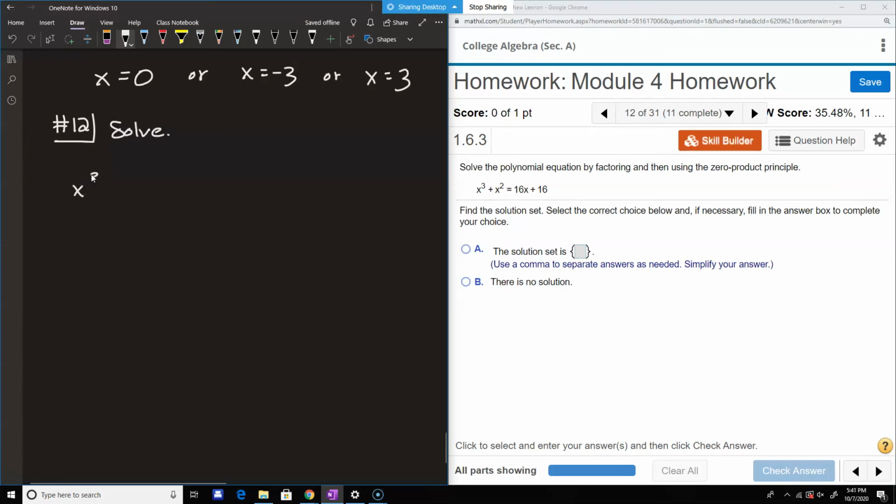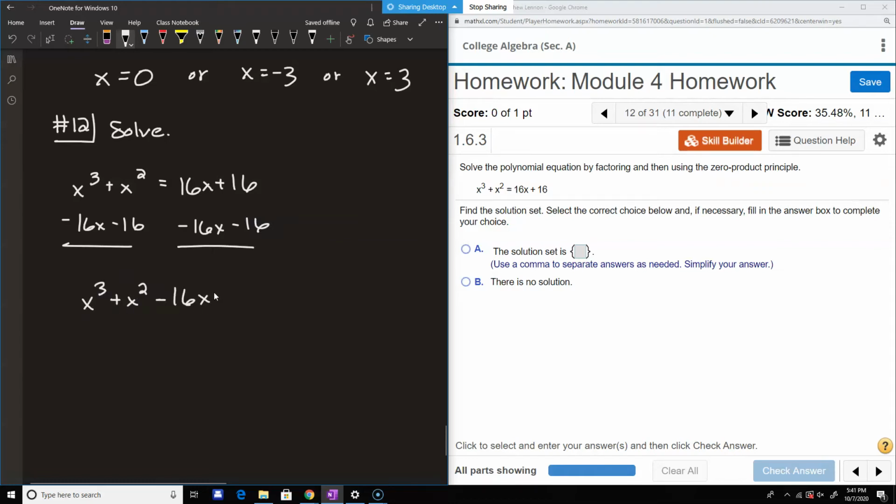So we have x cubed plus x squared equals 16x plus 16. So I want to get everybody on one side. So I'll subtract 16x and 16 on both sides. So I end up with x cubed plus x squared minus 16x minus 16 equals 0. And now I can group, right?